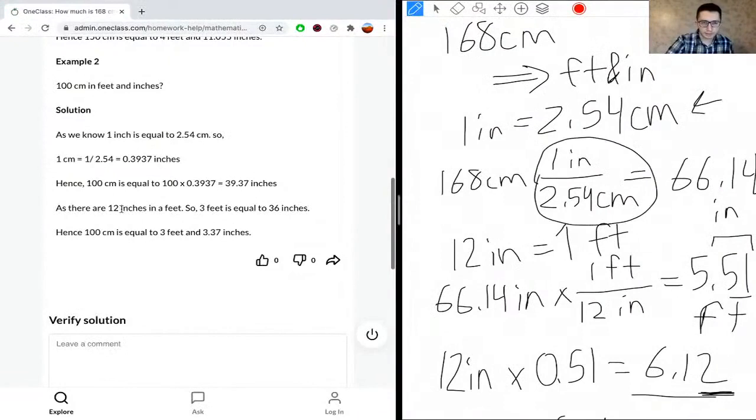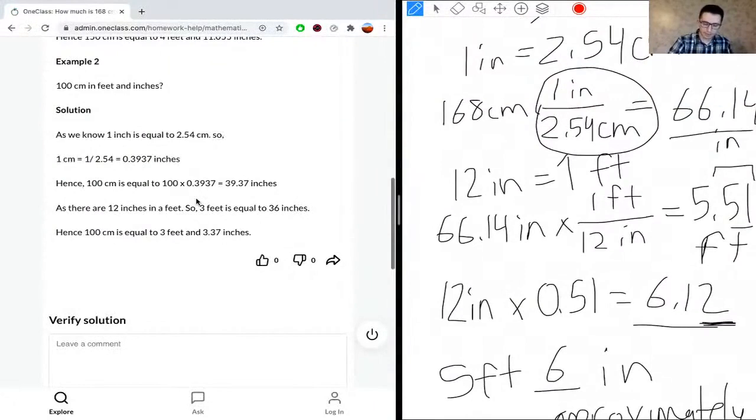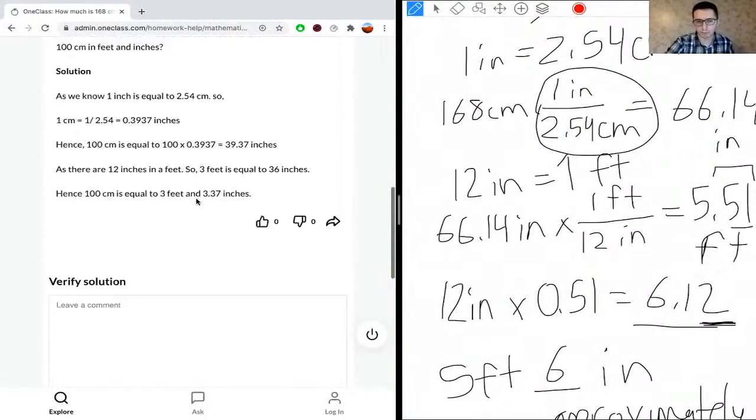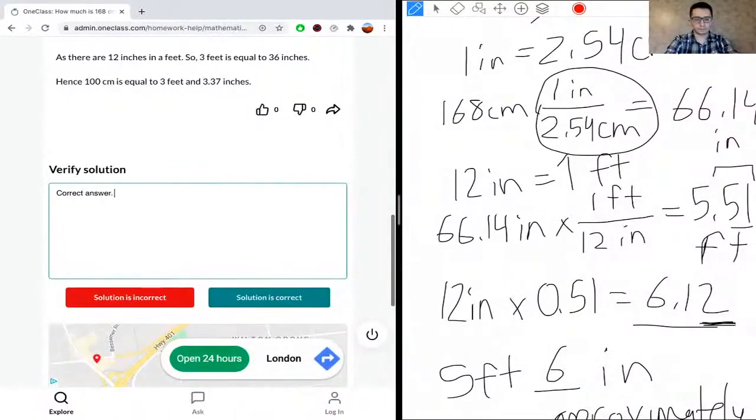And we get 39.37, and then there's 12 inches in a foot, so 3 feet is equal to 36 inches. So they just subtract it out, and then the remaining is 3.37 inches. So you can do it both ways. You can just multiply the decimal point by 12 inches, or you can subtract out from this. You can do multiples of 12 until you can't subtract out any more multiples of 12. So, correct answer. Great job.